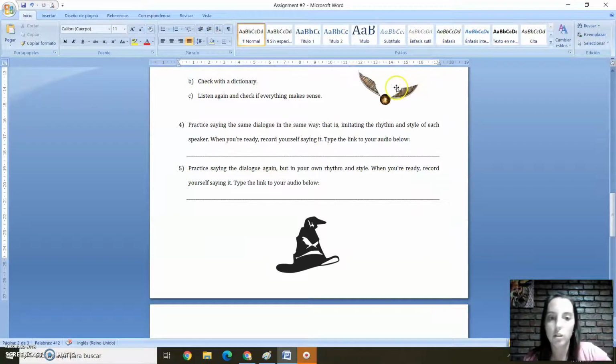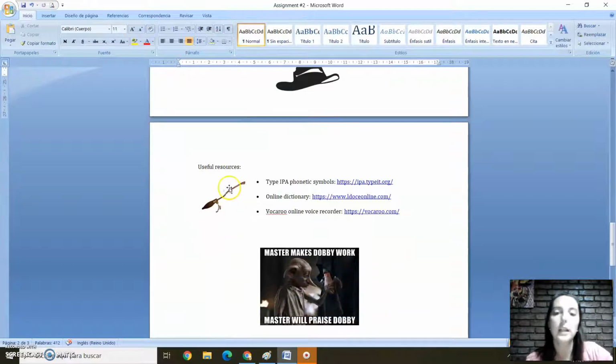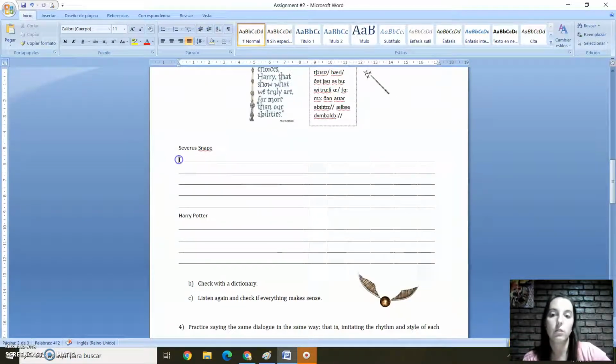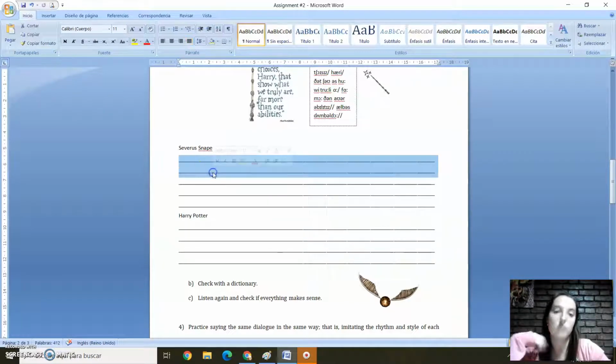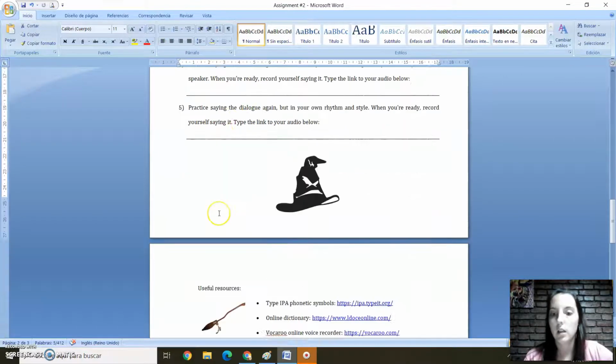Here we have a snitch, a golden snitch, the sorting hat, a broom, and here you have useful resources. As usual, type the IPA phonetic symbols. If you want to type by handwriting, what you can do here, instead of typing with your computer, is to take a photograph of your handwriting and paste it here. Just make sure that it's not blurry, that it's clear, then I can read it easily, okay? But no problem if you paste an image of your handwriting there, no problem.